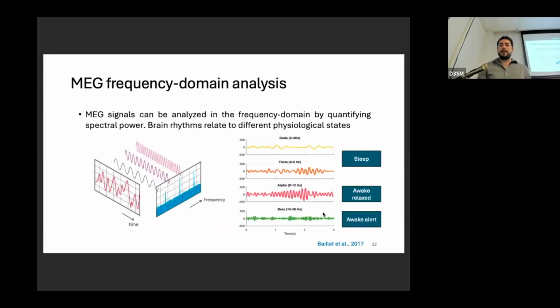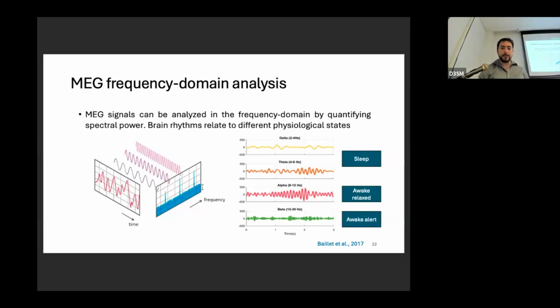In terms of the analysis, MEG data are typically analyzed in the frequency domain. So we can quantify what is called the spectral power, or the energy that different frequency bands have, in order to study brain dynamics. And different frequencies have been associated with different cognitive processes and with different physiological states. So here on the left, you have an example and a cartoon of a typical fast Fourier transform. So we have a complex signal that is composed of different frequency bands, and with the Fourier transform, what we can see is the exact contribution of different frequencies to this complex signal.